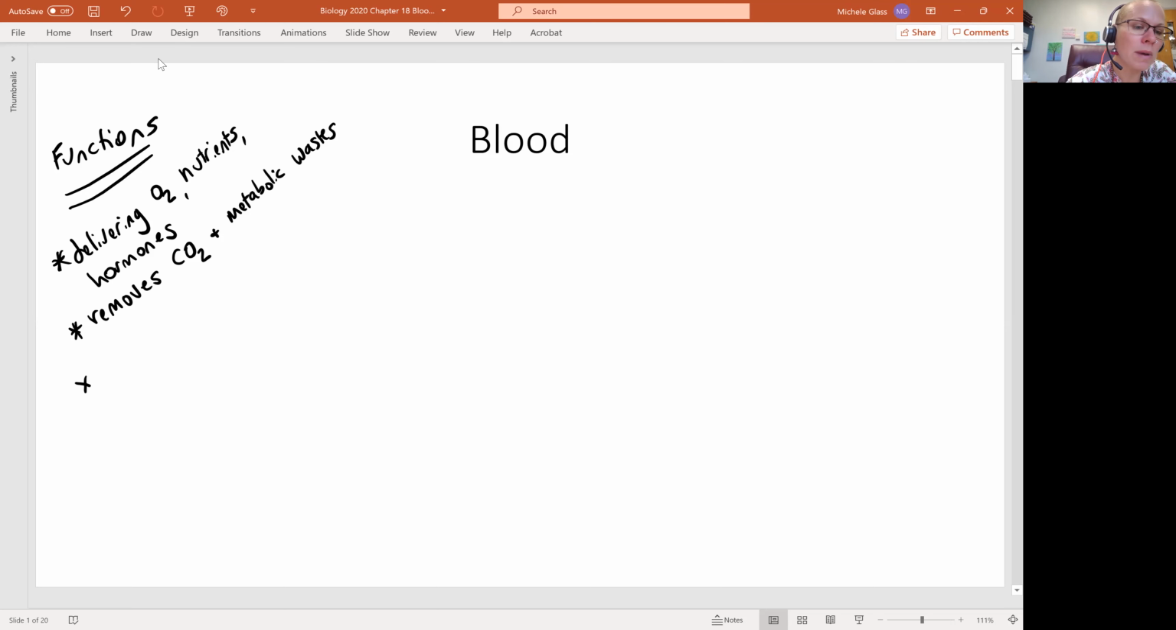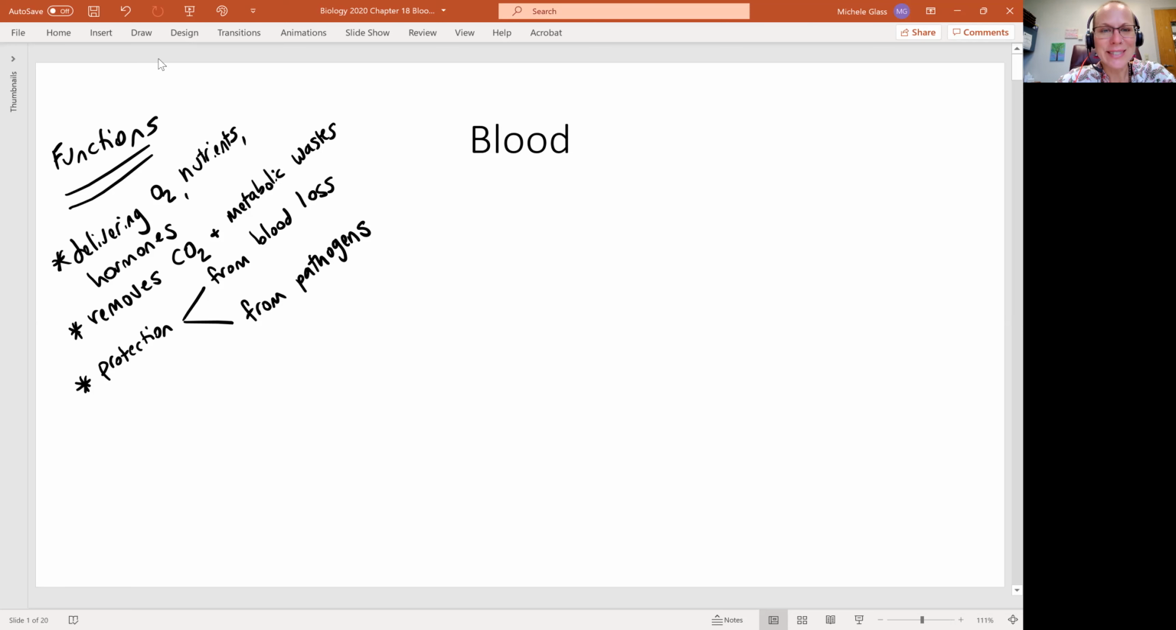We can talk about the blood as offering protection to the body. And here we can talk about 2 different types of protection. So one would be from blood loss. So we'll see that it's going to be incorporated into the blood tissue itself, this mechanism to form blood clots. So we'll be talking about that in more detail. And we also see that we're getting protection here from pathogens. So some of our important immune cells are going to be part of the blood.